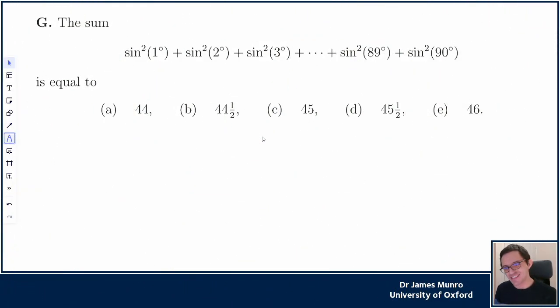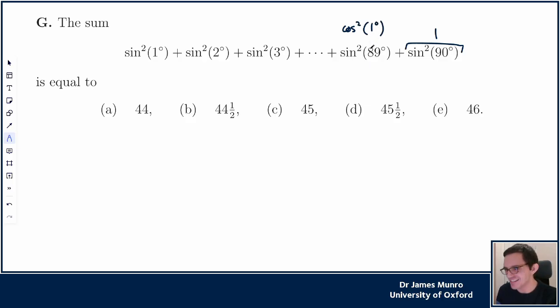1g, this question's about sine squared. Whenever I see a sine squared, I'm also thinking about cos squared. So I could turn any one of these sine squareds into a cos squared if I wanted to. Actually, first I've noticed that sine squared of 90, I know that sine of 90 is 1. So this term on the end here is just 1. But let's think about sine squared of 89. That's the same thing as cos squared of 1 degree.